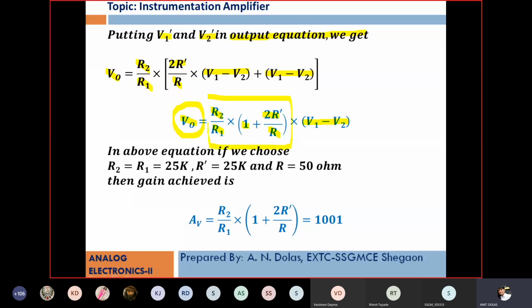It is R2 upon R1 multiplied by 1 plus twice R dash upon R. This is nothing but gain, which may be written in the notation AV, which is voltage gain. And what about this? This is nothing but the difference between V1 and V2. So it is still a differential amplifier. The difference between V1 and V2 is amplified with this huge gain. You can see.